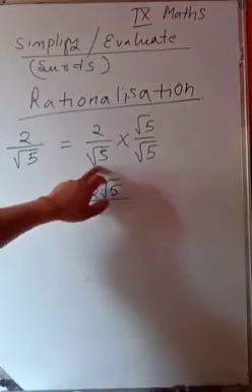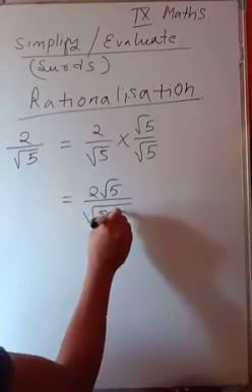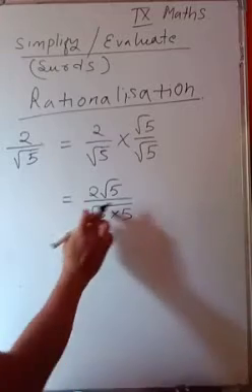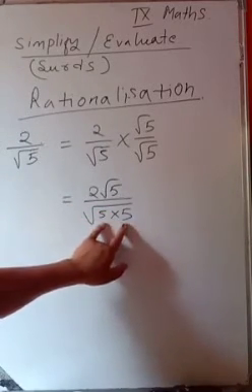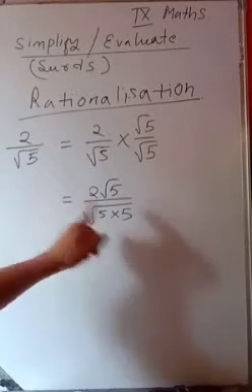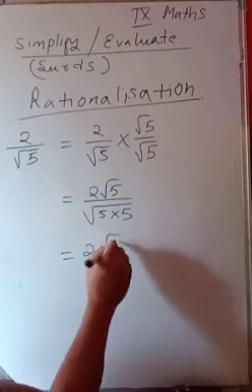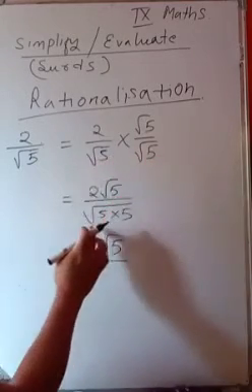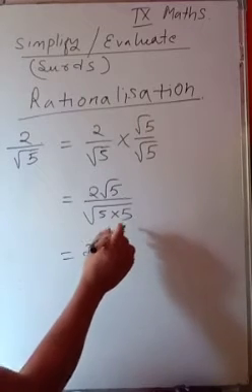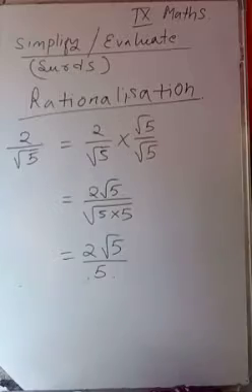And root 5 into root 5 means inside the root, 5 into 5. We already know that if there is a pair inside the square root, then you have to take out a single value. The numerator is the same, 2 root 5, divided by root 5 into root 5, that means root 5 into 5, so you have to write down only 5. This is the first process.